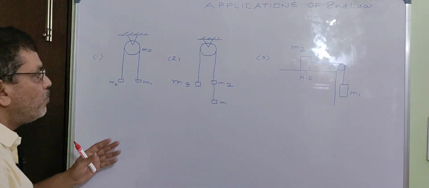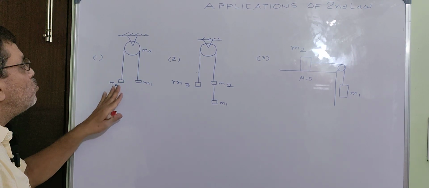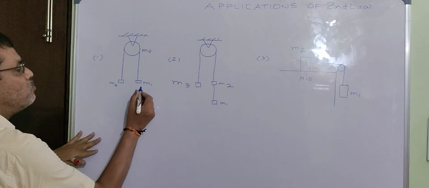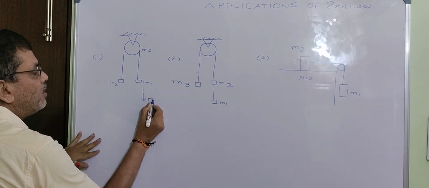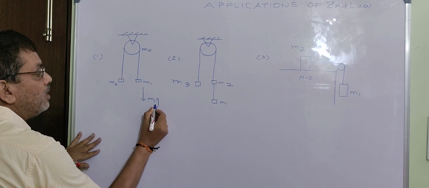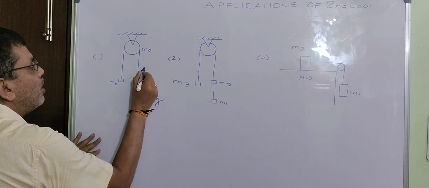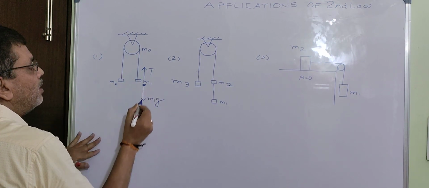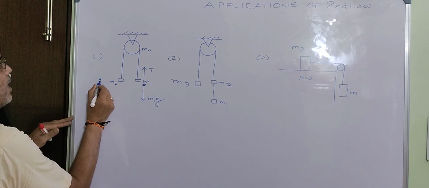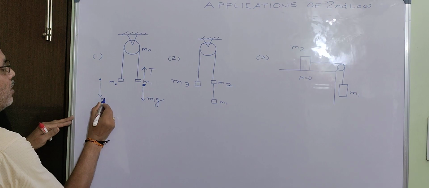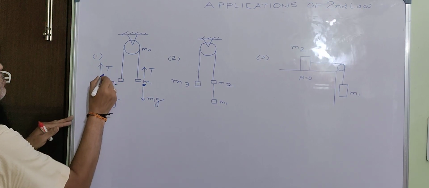Now in the first case, you will observe that two forces act on these blocks. If you draw the free body diagram, let us take M1G, we are representing the forces on the free body diagram, and tension will be acting in upward direction here, right? Now here you will see the weight is acting in this direction for M2G, and tension is acting in upward direction.